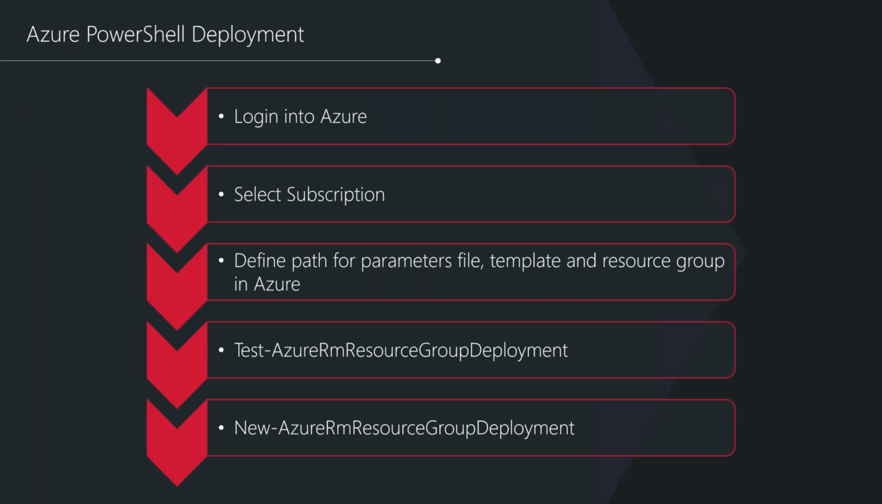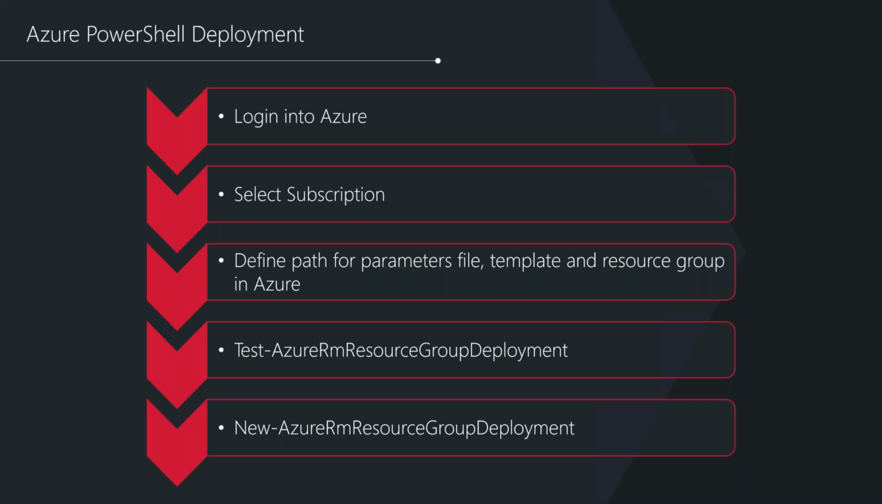So as I've already mentioned, in terms of deployment, we can do it via the Azure portal, or we could do it via Azure PowerShell if you really wanted to. So just to give you a quick example from the Azure PowerShell perspective, how that actually works, we can log into Azure using Azure PowerShell, select the Azure subscription that we want to deploy into. We define the path for the parameters file, the template, and the resource group that these resources are going to live in Azure. And then we have 2 commands that we're going to use, and you'll end up living and breathing these commands, trust me, from experience.